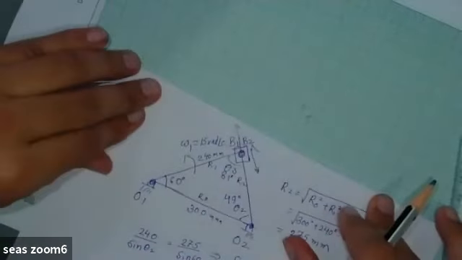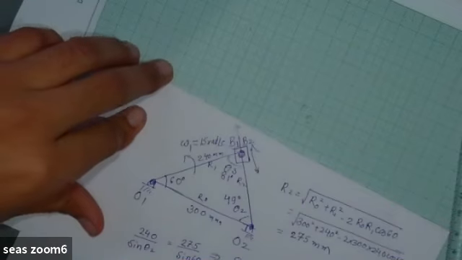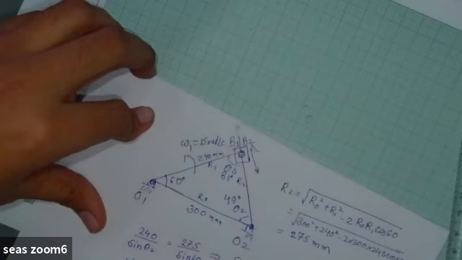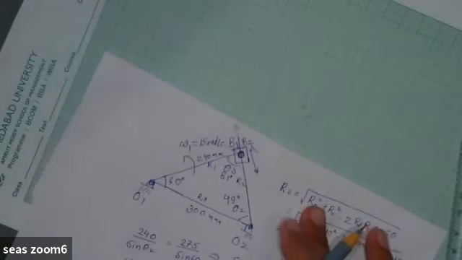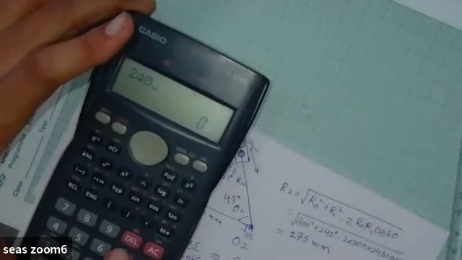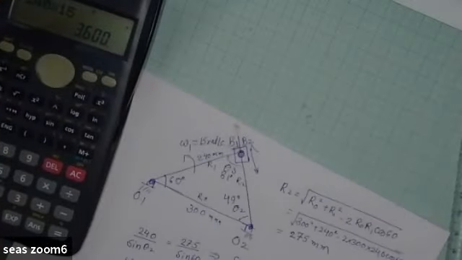And this will be point B1, but the value of B1 will be known. Omega 1 is given as 15 radian per second. So VB will be how much? R omega, that is 240 cross 15. So this will become 3600 mm per second.